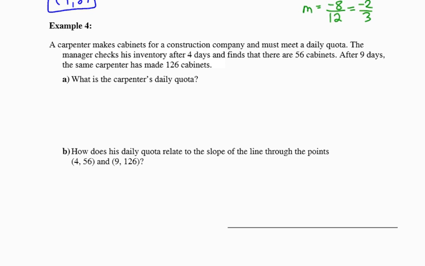His daily quota. What's a quota? How many cabinets he makes a day. So what could you do to find how many cabinets he has to make in one day? 56 divided by 4. Should that be the same thing as 126 cabinets in 9 days? Yeah, so let's check. Let's divide both.